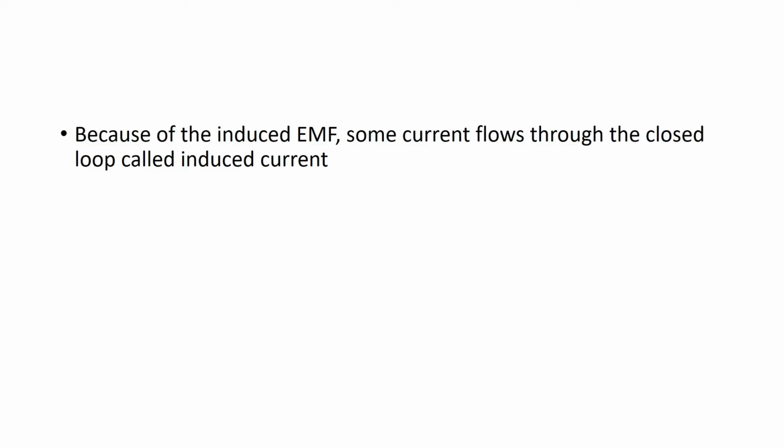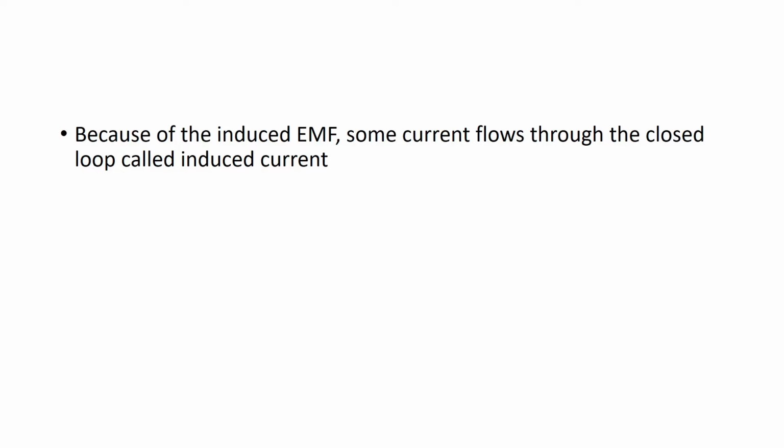Now, if I have an electromotive force, that means it can push the electrons from one terminal to another terminal in a closed path. That means the movement of electrons themselves causes current. Such current which is flowing is called the induced current. So because of the induced EMF, there will be current, and such current is called induced current. And we have seen from Oersted's experiment that if there is some current, then there is a magnetic field.